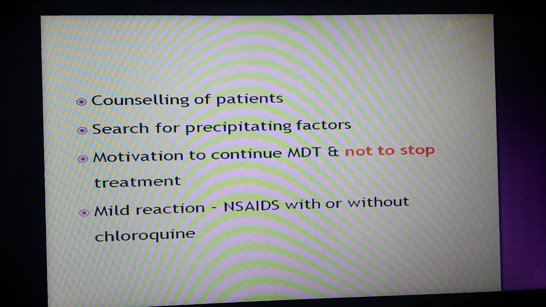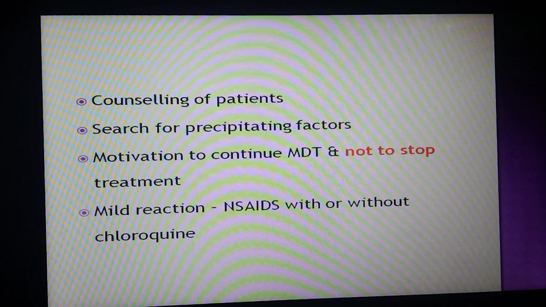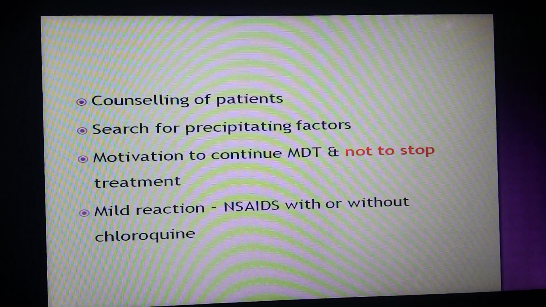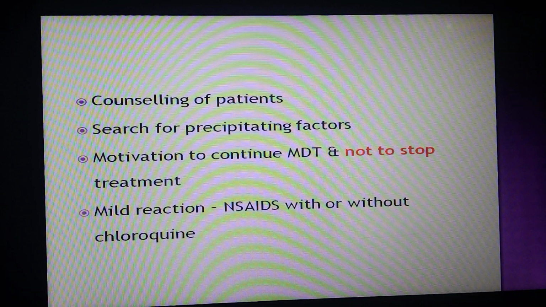Later, we have to do counseling of patients, search for precipitating factors, and motivation to continue MDT, multiple drug therapy, and not to stop the treatment. Then we have to treat mild reactions. What are the mild reactions? We give NSAIDs with or without chloroquine. Chloroquine is a drug.